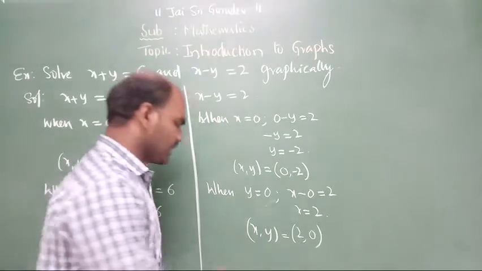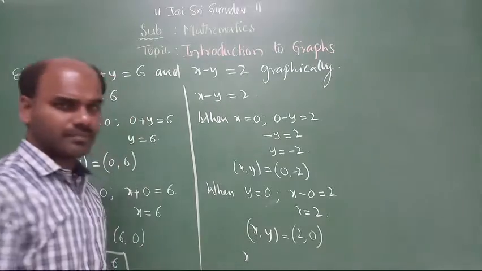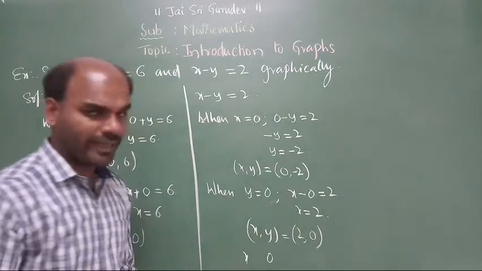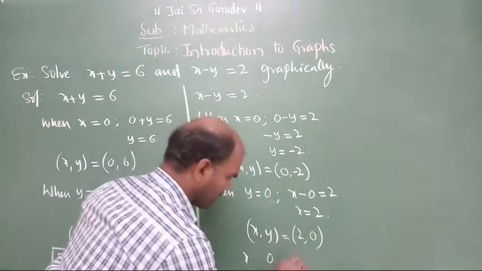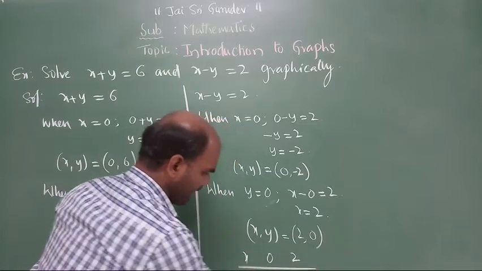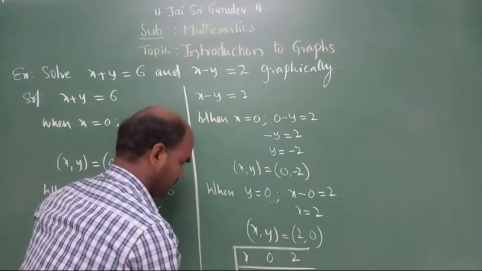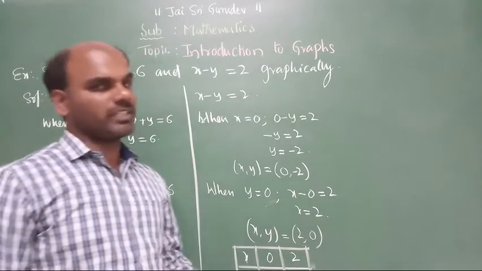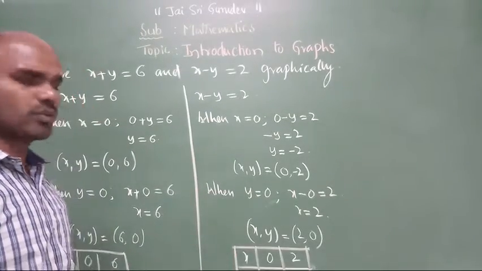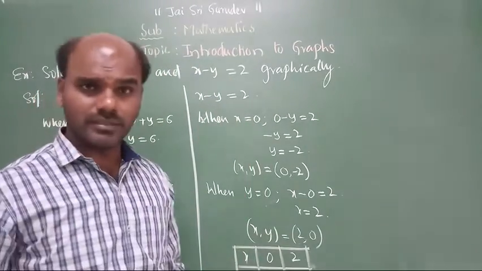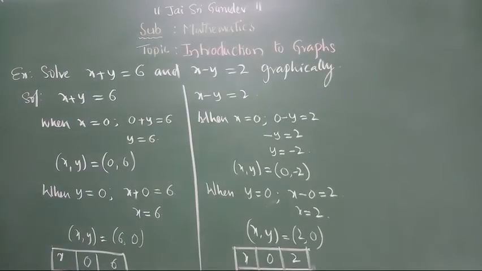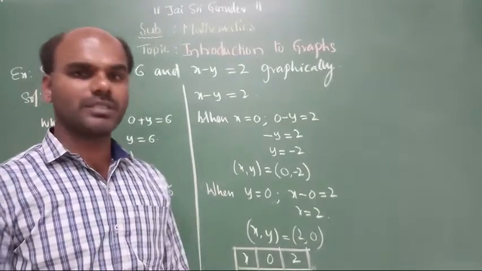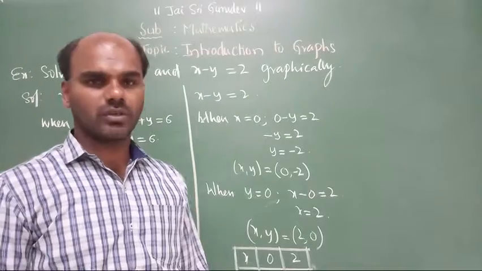Yes, so that pair of points, we represent as: the first point is 0 comma minus 2, as well as the second point is 2 comma 0. So for these two pairs of points, we draw one straight line for each. Both straight lines will intersect at a point. That point only is the required solution of the lines.